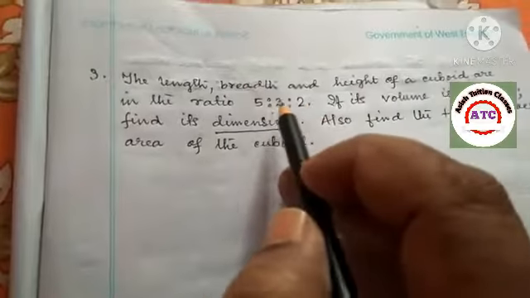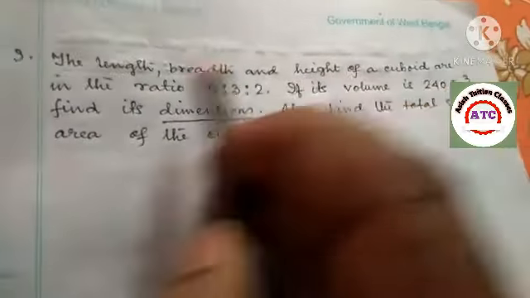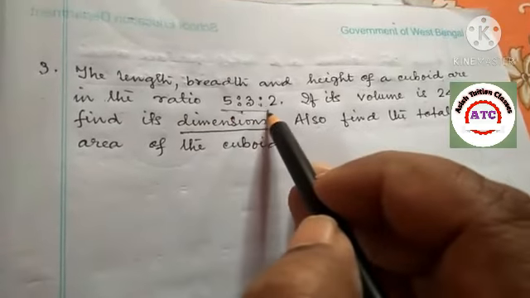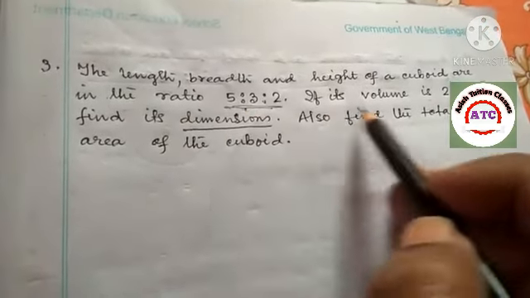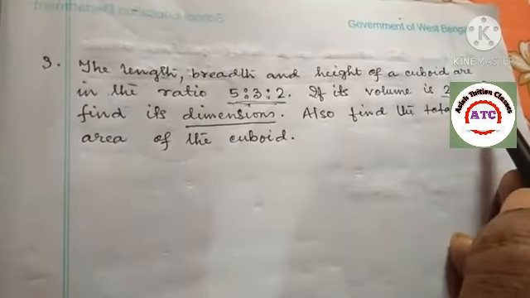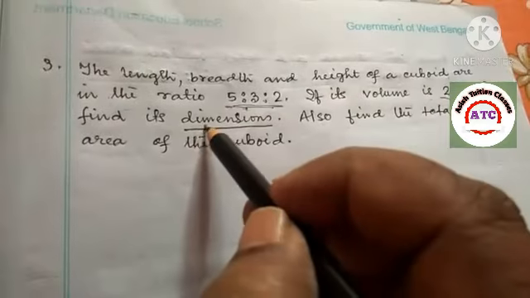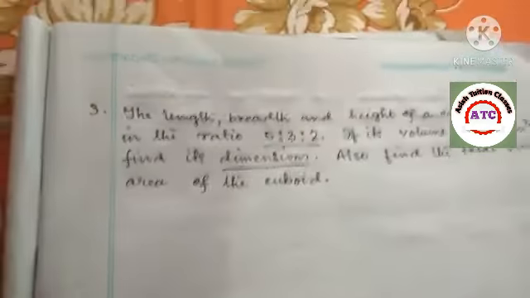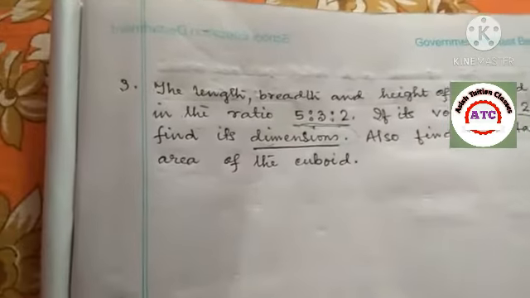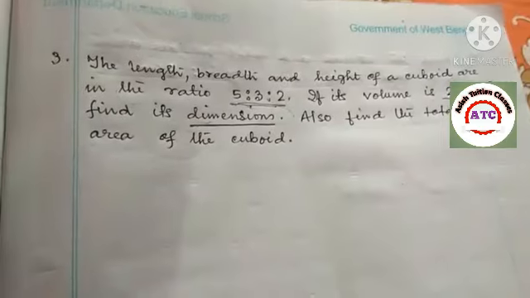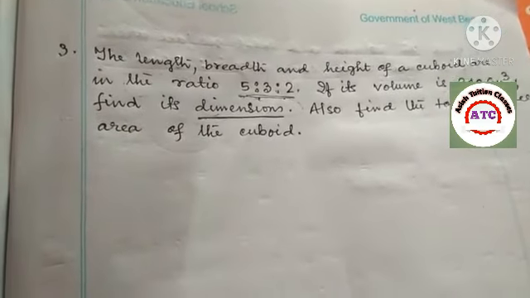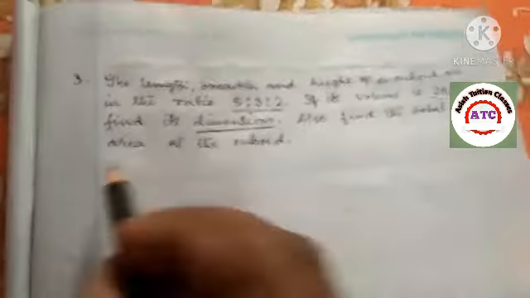Let's see another problem. Length, breadth and height of a cuboid are in the ratio 5:3:2. If its volume is 240 centimeter cube, find its dimensions. Dimensions mean we have to find out length, breadth and height. Also find the total surface area of the cuboid. Let's see.